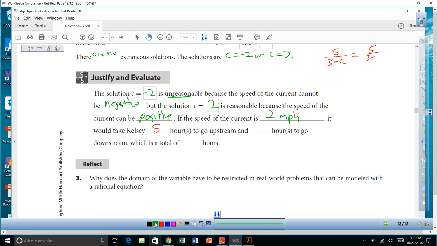So what is 3 minus 2? That's 1. So that's 5 over 1, which is 5 hours to go upstream, and 1 hour to go downstream. And that's because you have 5 over 3 plus 2, the current is 2, and that gives you 5 divided by 5, which is 1, which is a total of 6 hours.